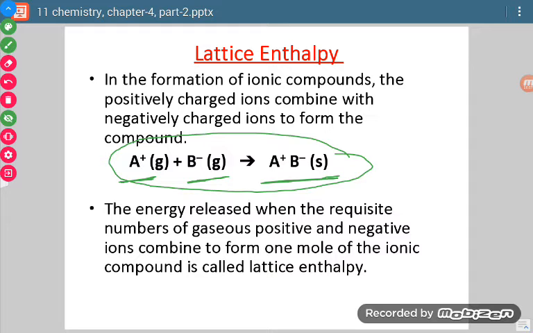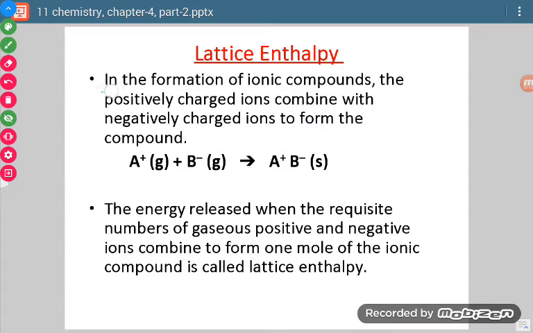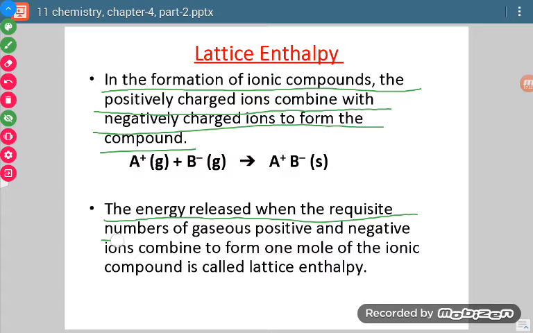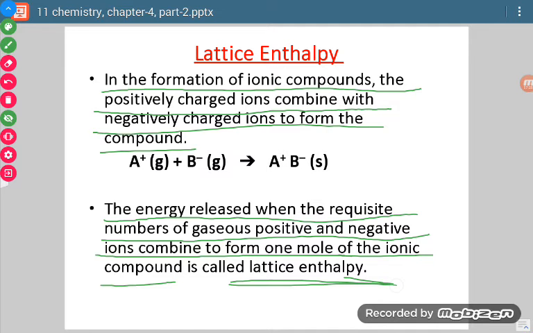In case we see the reverse, that if I have to break down a particular crystal lattice into its own ions, then we need some energy. That energy is also equal to lattice enthalpy. So what can we say? That in the formation of an ionic compound, the positively charged ions combine with negatively charged ions to form a compound. The energy released when the requisite number of gaseous positive and negative ions combine to form 1 mole of ionic compound is called lattice enthalpy.